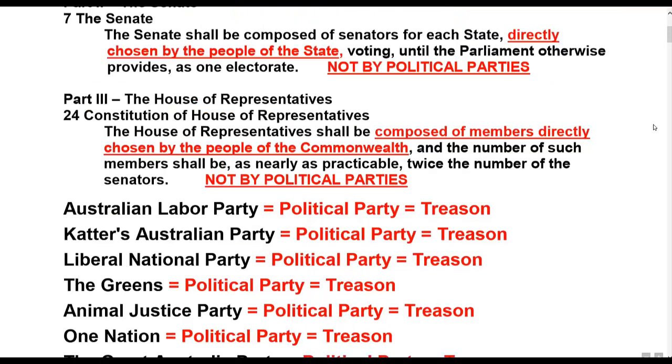Part 3. The House of Representatives. 24. Constitution of House of Representatives. The House of Representatives shall be composed of members directly chosen by the people of the Commonwealth, and the number of such members shall be, as nearly as practicable, twice the number of the senators, not by political parties. These House of Representatives members are people, they're all independent. They only represent the area which they're in.